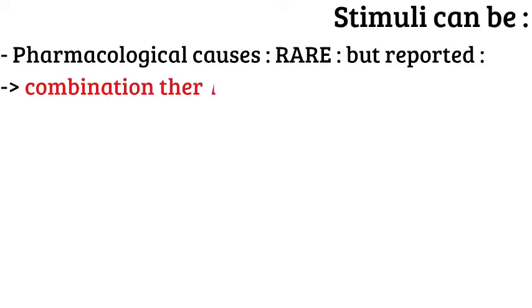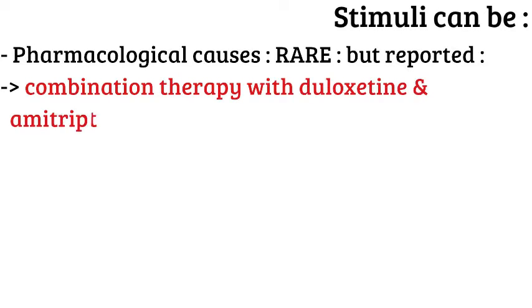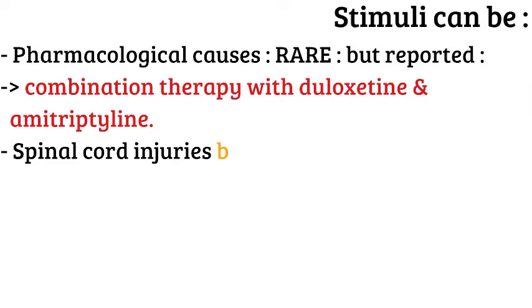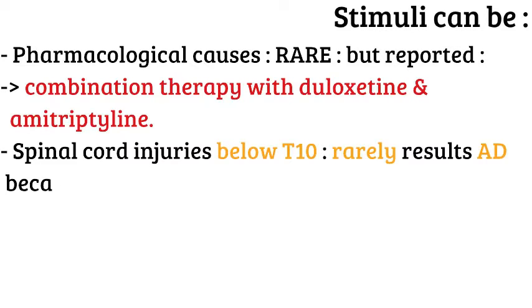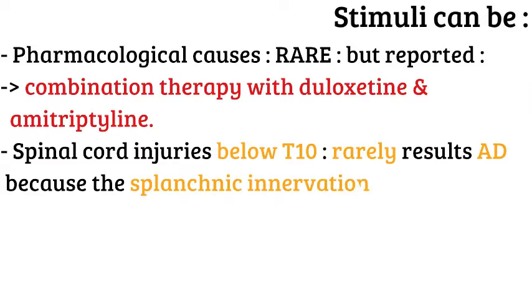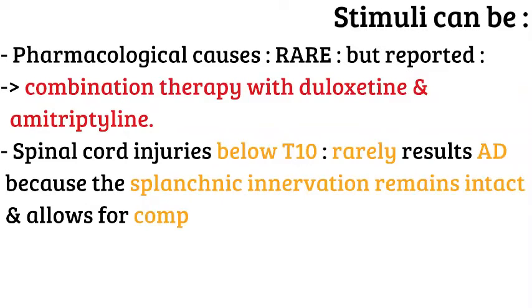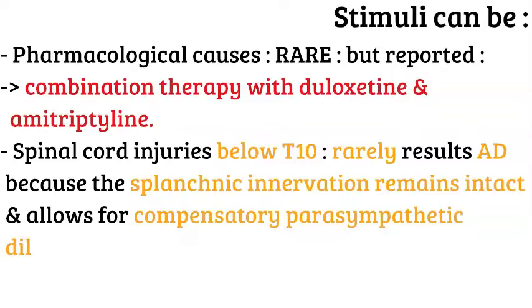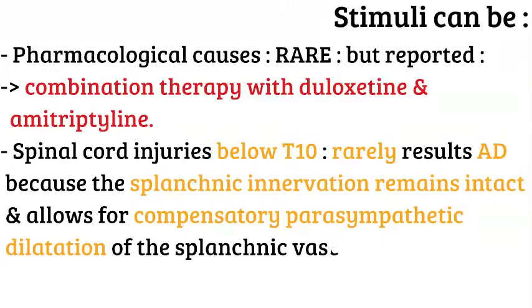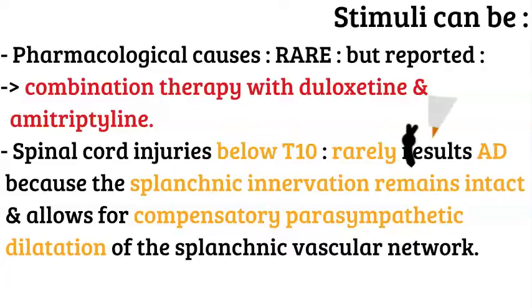Pharmacological causes are rare, but there are reported cases of autonomic dysreflexia with a combination therapy of duloxetine and amitriptyline. Spinal cord injuries below the level of T10 rarely result in autonomic dysreflexia because the splenic innervation remains intact and allows for a compensatory parasympathetic dilatation of the splenic vascular network.